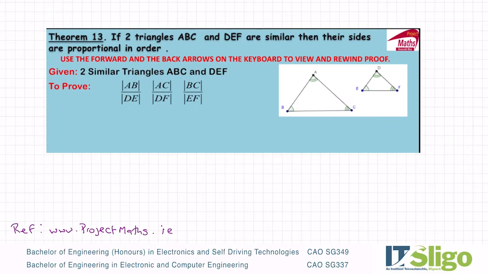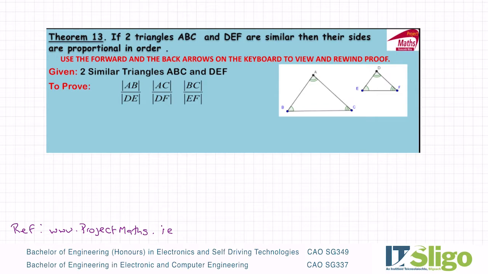The third formal theorem on your course is Theorem 13. Again, I'm using Project Maths just like I did for 11 and 12. This theorem states that if two triangles, ABC and DEF are similar, then their sides are proportional in order.